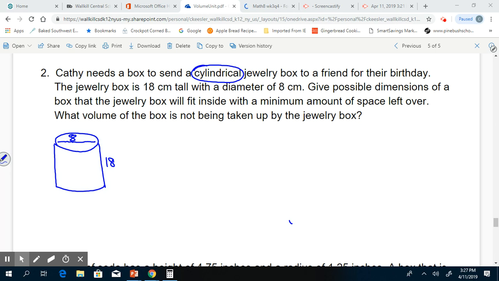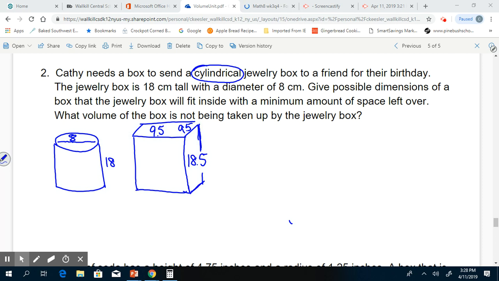So if I want to fit that into a box, maybe I want a box that's at least 18.5 inches tall and 9.5 inches wide and 9.5 inches this way as well. I know you're impressed by my three-dimensional drawing skills here.